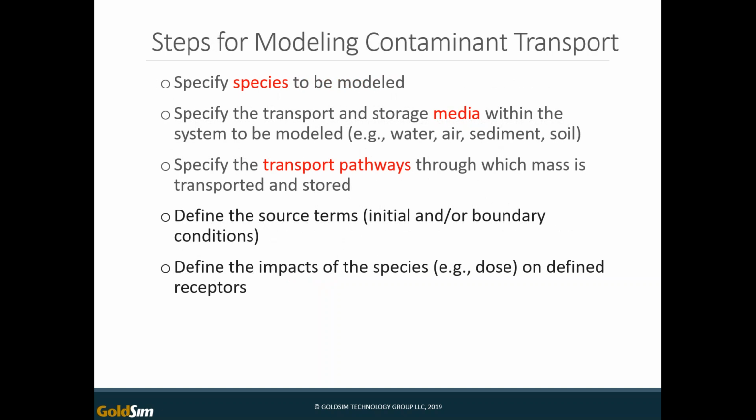So when we build a contaminant transport model in GoldSim, the steps we go through are: we're going to define some species that we're going to model. We're then going to specify some transport and storage media. A medium is something like water or air or soil or sediment, clay, sand. And these are the media in which the mass itself is either stored and/or transported.